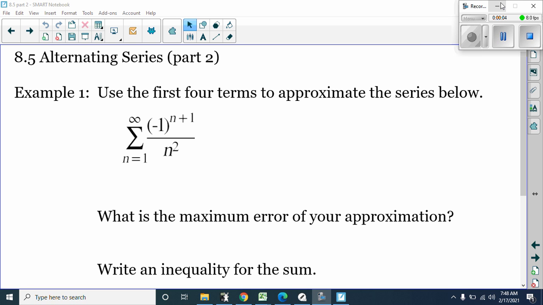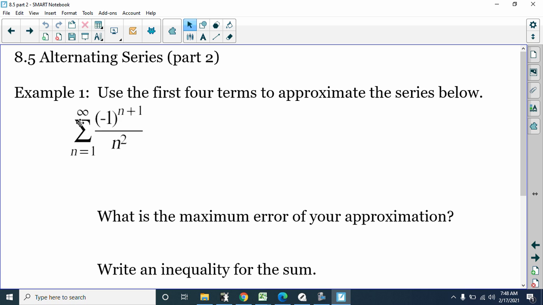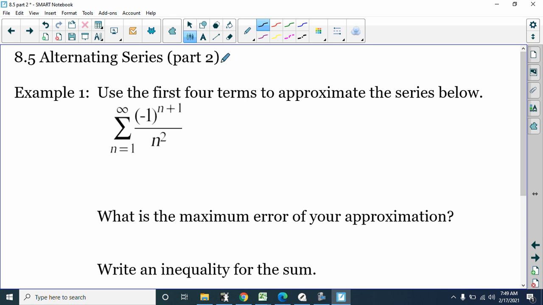This is part 2 of section 8.5, which was on alternating series. We have an alternating series here, (-1)^(n+1). You should be able to tell if this converges or diverges based on what we've done thus far. Make a decision here real quick if this converges or diverges.